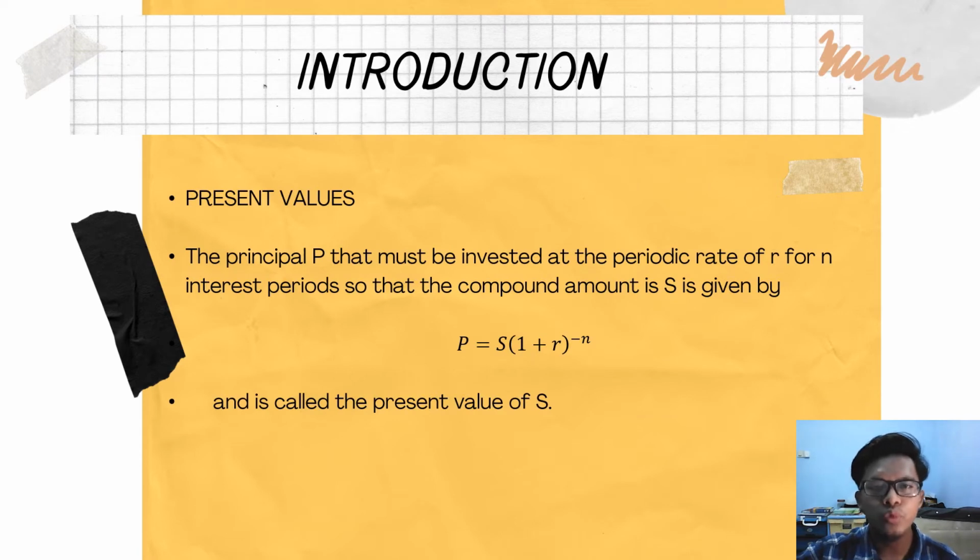So let's move to the first part, which is introduction. In the introduction, I will explain to you about the basic formula in present values. The principal P that must be invested at the periodic rate of R for n interest periods so that the compound amount is S is given by P equals S(1 + R)^-n and is called the present value of S.